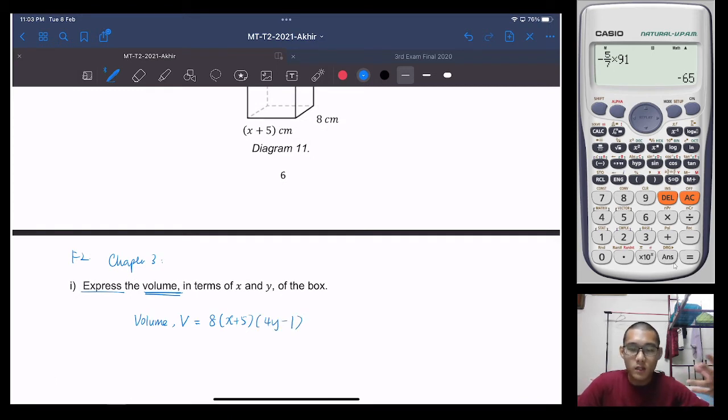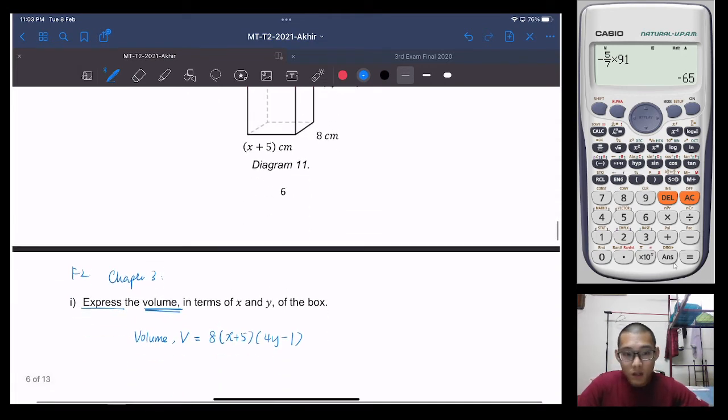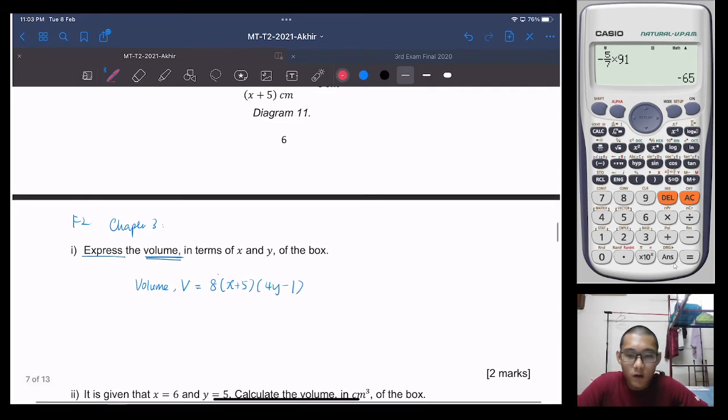Because it's an equation, we can ignore the cm. No need to put the cm inside. But we want to make sure all the units they use are the same. They use cm, cm, and cm. So later we know that it's cm cube. If you write down cm cube at the back, it's also not wrong. Okay, so the first one, express the volume in terms of x and y of the box. It's better if you give an answer like that.